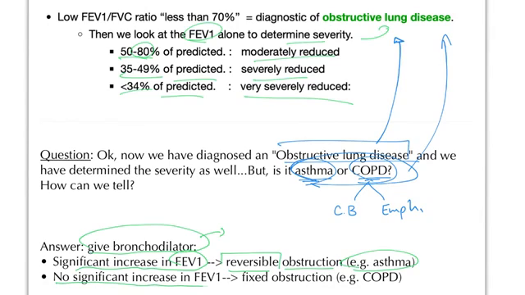But if there is no significant increase in FEV1, the patient did not improve after the introduction of the beta-2 agonist, this is a fixed obstruction, such as COPD, thanks to the horrible habit of cigarette smoking. I'm not talking about cigars, I'm talking about cigarettes. Okay, both of them are bad, but when we're talking about COPD, we're talking about cigarette smoking.